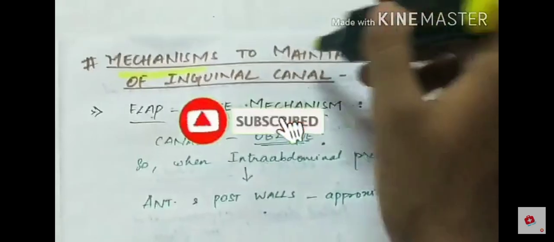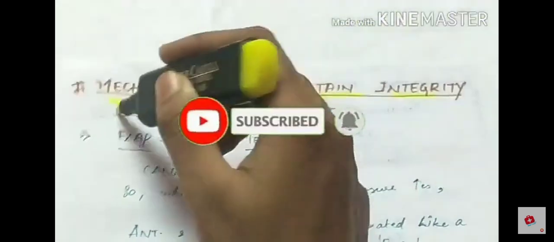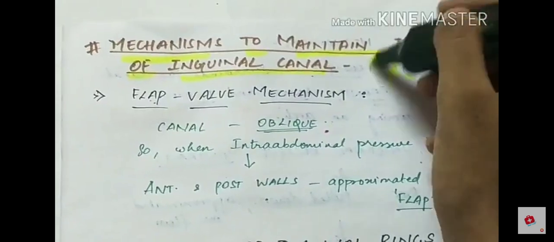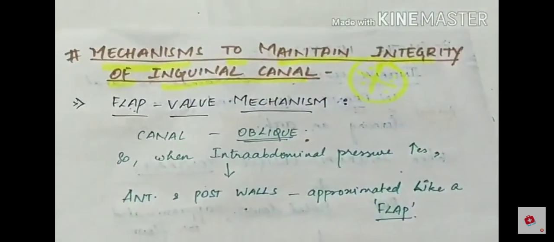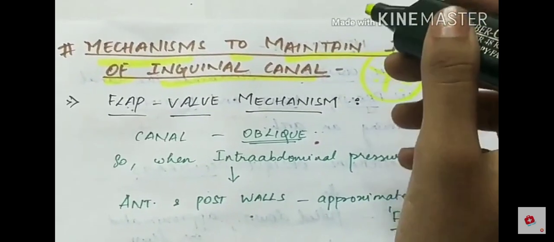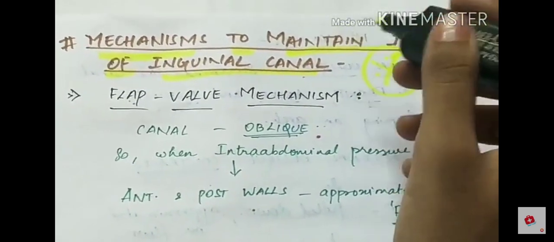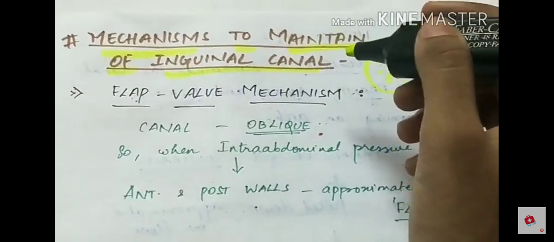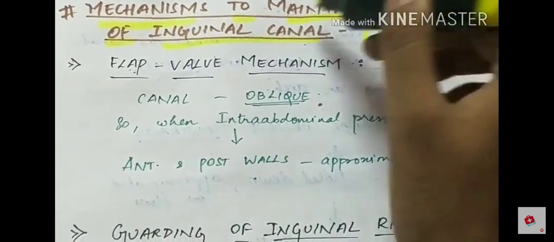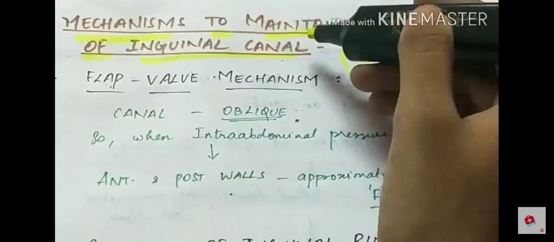The mechanisms to maintain the integrity of the inguinal canal. This is a very important question. The inguinal canal is a site of potential weakness in the lower part of the anterior abdominal wall, so it may provide herniation of the abdominal viscera. So it is required to maintain the integrity of the inguinal canal.